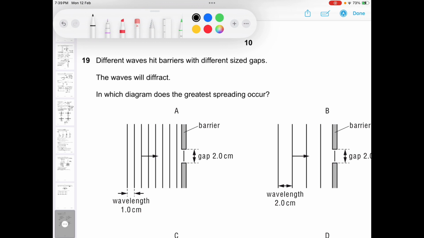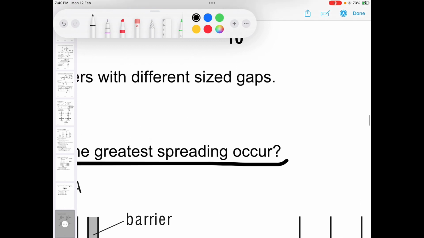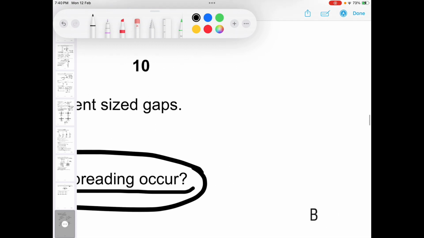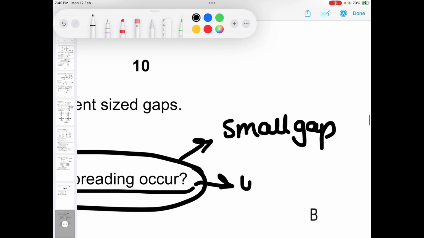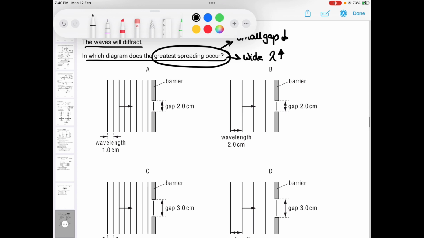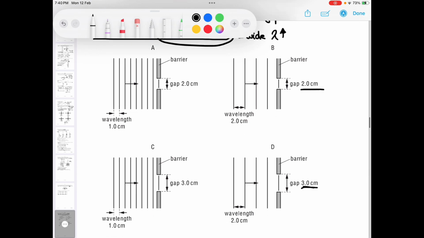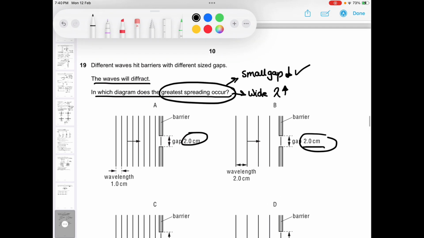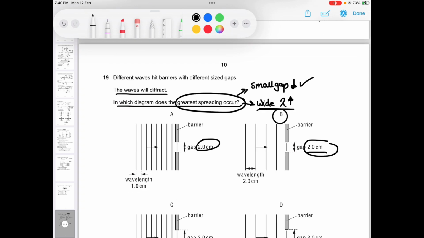Different waves hit barriers with different sized gaps. The waves will diffract. In which diagram does the greatest spreading occur? For greatest spreading to occur, you need a small gap. You need a large wavelength. So we have an option between a gap of 3 centimeters and one of 2 centimeters. We're going to choose the one with 2 centimeters because it's smaller. You want one with a wide wavelength. So the answer here is obviously B.